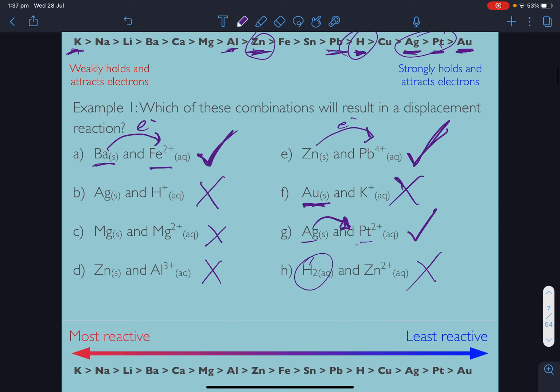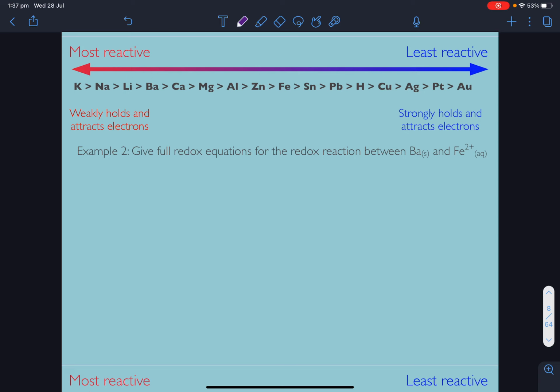Okay. Here's a bit of revision as well. A full redox equation for the redox reaction between barium and iron 2 plus. Well, barium's here. Iron 2 plus is here. Iron is more stable here as an ion, so barium will transfer electrons that way. So we will get a displacement reaction here.